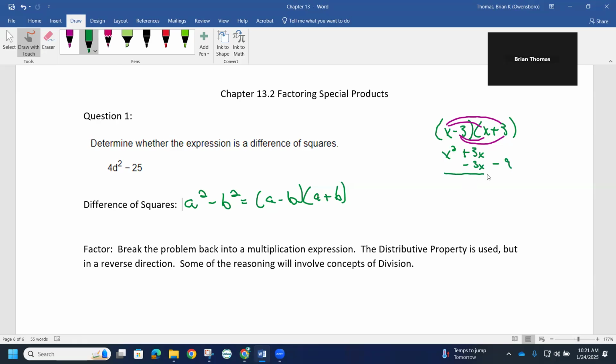Now, what's interesting when you have basically the same terms, but one's negative and one's positive, notice that the inner terms actually cancel out. So the two inner terms cancel out, and we end up with just x squared minus 9. So what I pick up on then is x squared minus 9 is the same thing as x minus 3 times x plus 3. But notice how this is described as the factored form, because remember, we're trying to break it back apart.